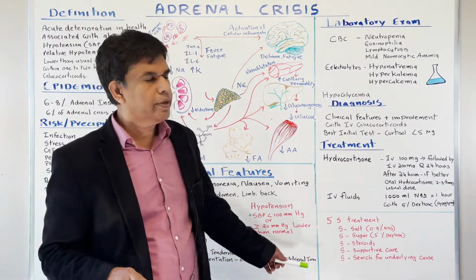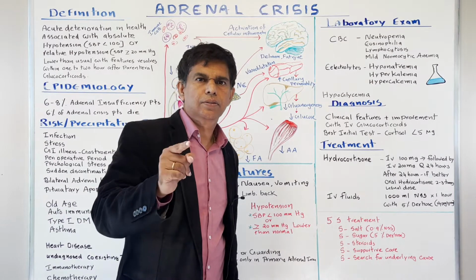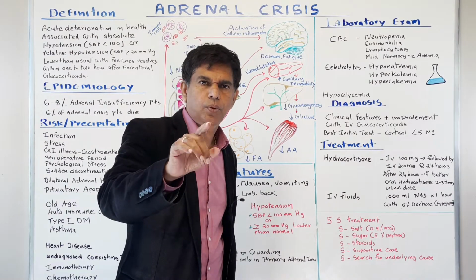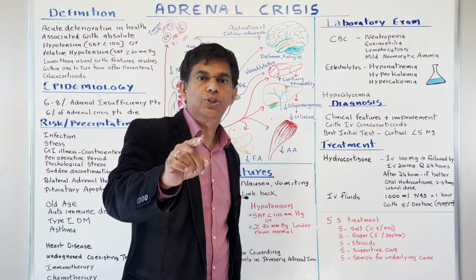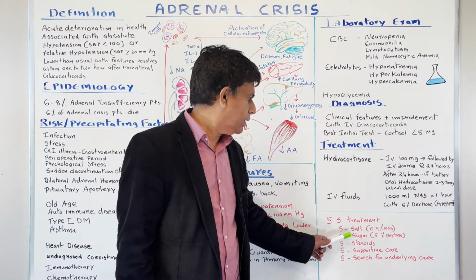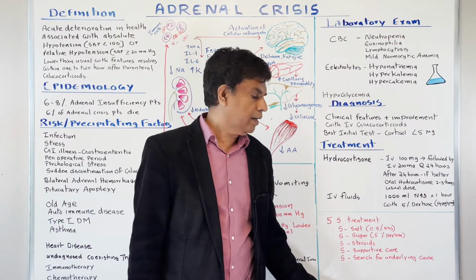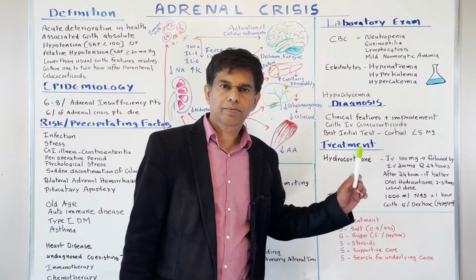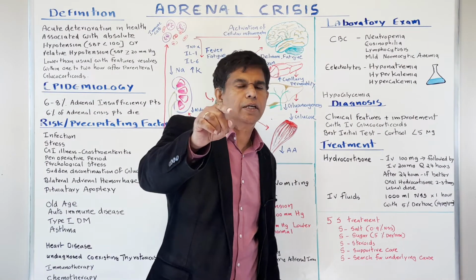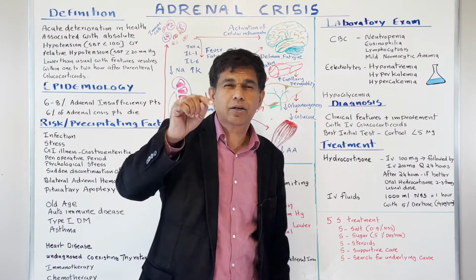that's very important. Always remember the 5S. What are our 5S? S for salt, which is 0.09% normal saline. Second S, sugar. And the third S is steroids. And number 4S is supportive care. Number 5S is search for the underlying causes. Okay? It's always very important to find that cause and treat it.